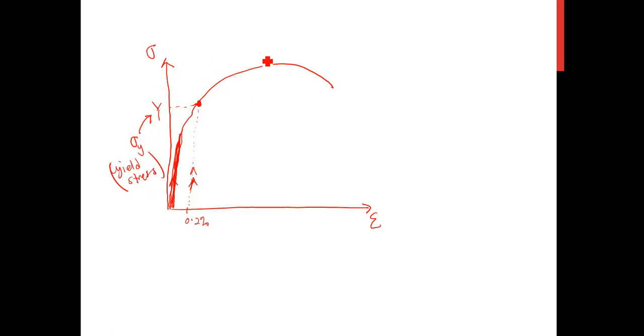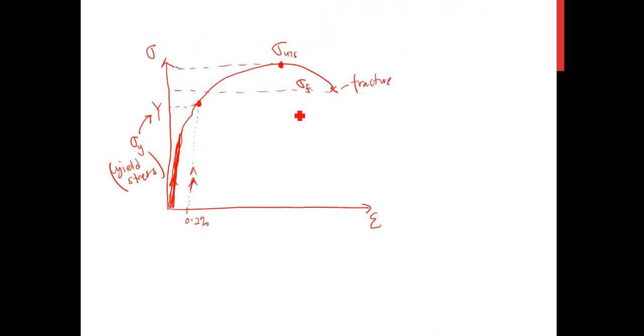The maximum stress from this curve is called the sigma ultimate tensile strength. UTS is the short form for ultimate tensile stress. That is the maximum stress that can be supported by the material. Then the stress at the fracture point, this is the fracture point, is represented by sigma f, the fracture or failure point.